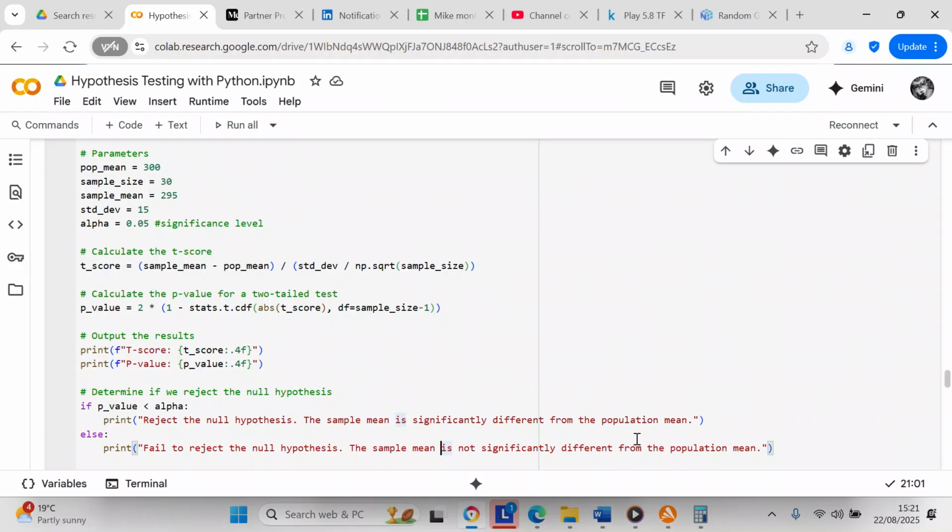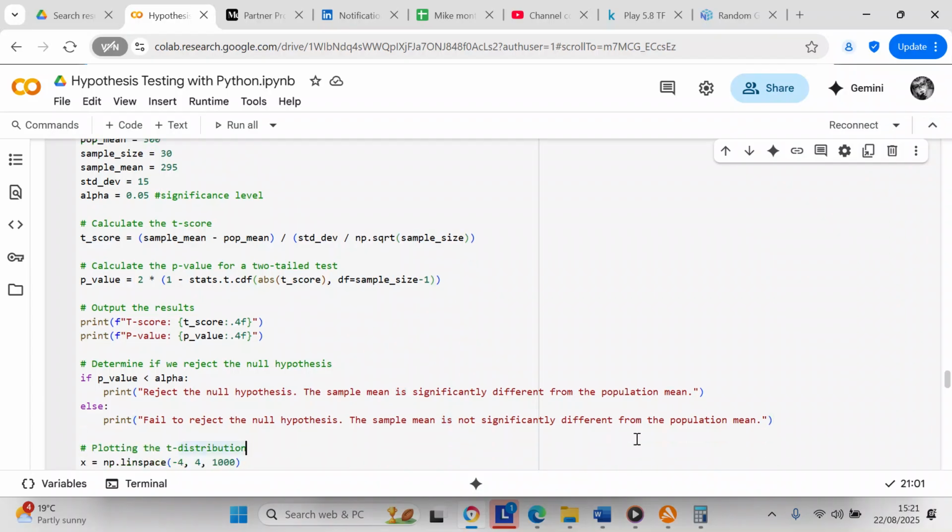And then what we're going to do is analyze the p-value. If the p-value is less than alpha of 0.05, we're going to reject the null hypothesis because the sample mean is significantly different from the population mean. If the p-value is greater than alpha of 0.05, then we're going to fail to reject the null hypothesis because the sample mean is not significantly different from the population mean.